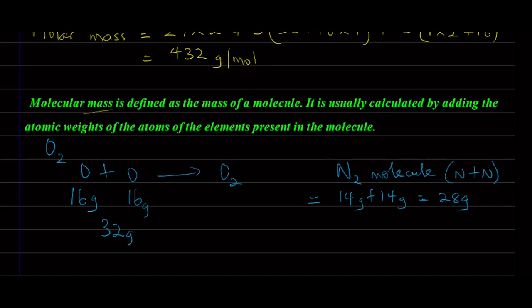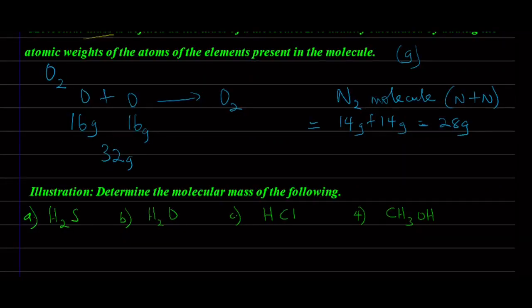So the unit for molecular mass or molecular weight is always in gram. You can always obtain it from the addition of the atomic weights of the atoms that are involved in the molecule. So let's look at an illustration on how to solve molecular mass problems. You can feel free to pause the video to try this. I'm going to be solving two for us, so you can provide your answers in the comment section so I can check them out as well.